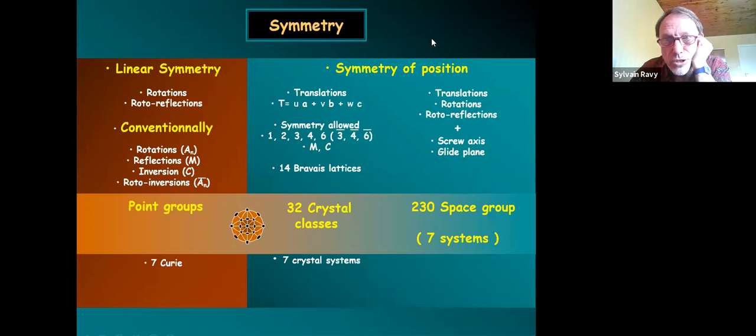This is the summary, actually. So you have the linear symmetry, which gives the point groups. You have two types of symmetry, rotation and rotoreflections. And if you consider the symmetry of position, not all the symmetries are allowed. You don't have 5-fold, for example. You have only those: 14 Bravais lattices, 32 crystal classes, and 230 space groups, classified into 7 systems. That's a summary of all what I explained.